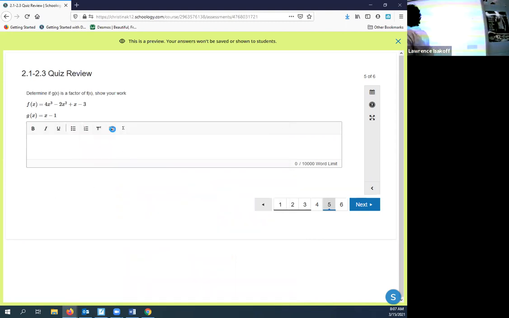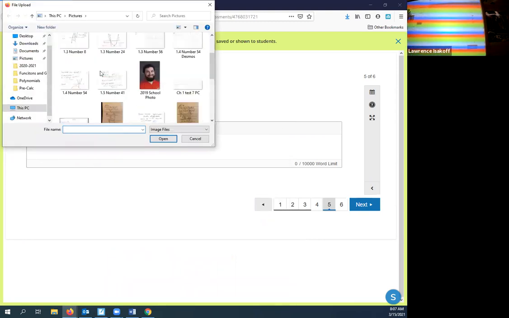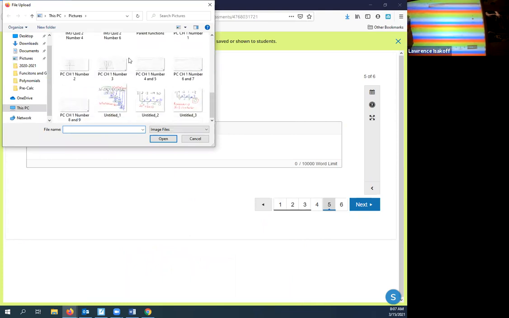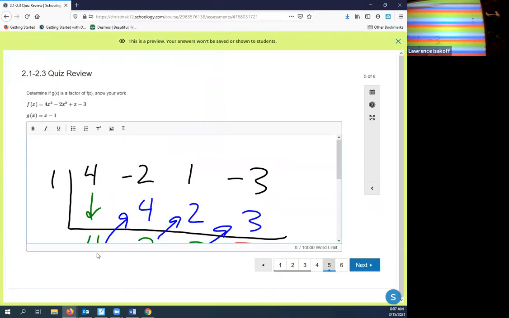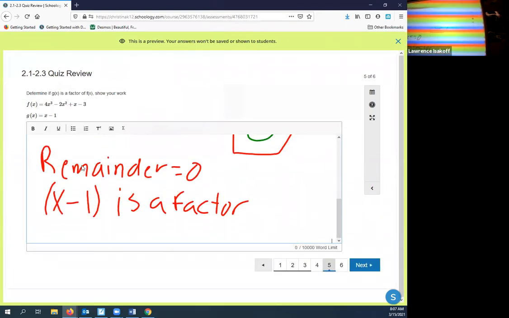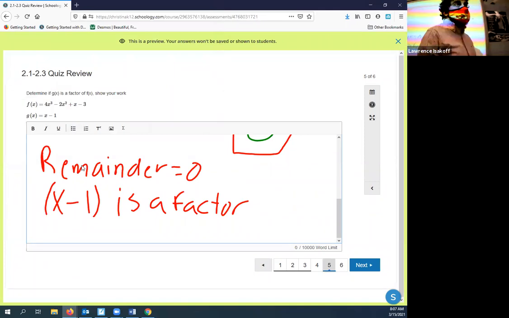So now again, I should be able to upload that as soon as I find a picture in my documents. Should be this one here. Open, upload. And there we go. So again, for you guys, I'd recommend you just write that down on scrap paper, take a picture, and upload it to me. Probably easiest way to take care of that.